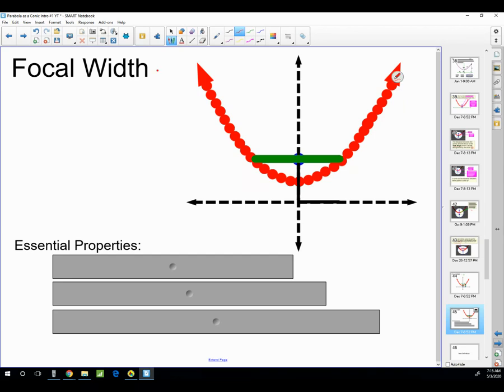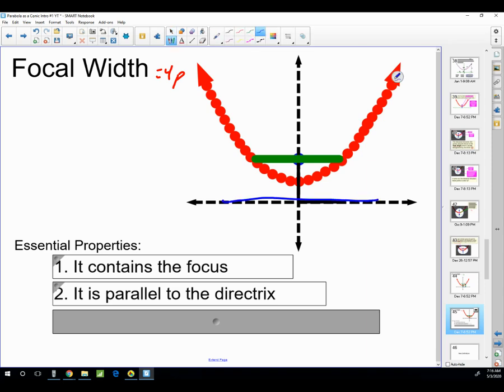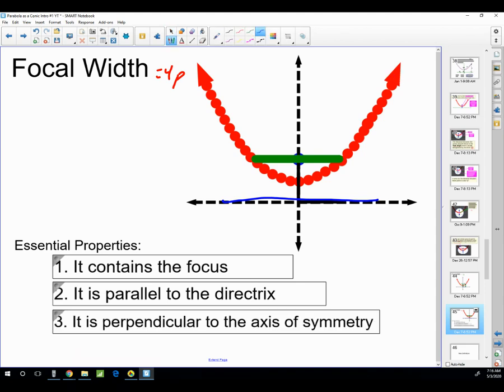All right, some essential properties of the focal width. Not only is it equal to 4P, but there's some things about it. It contains the focus, or the focus is the midpoint of it. It is parallel to the directrix. That's this down here. And it is perpendicular to the axis of symmetry. That's that line right there. Love those right angles in there. All right, let's move on.